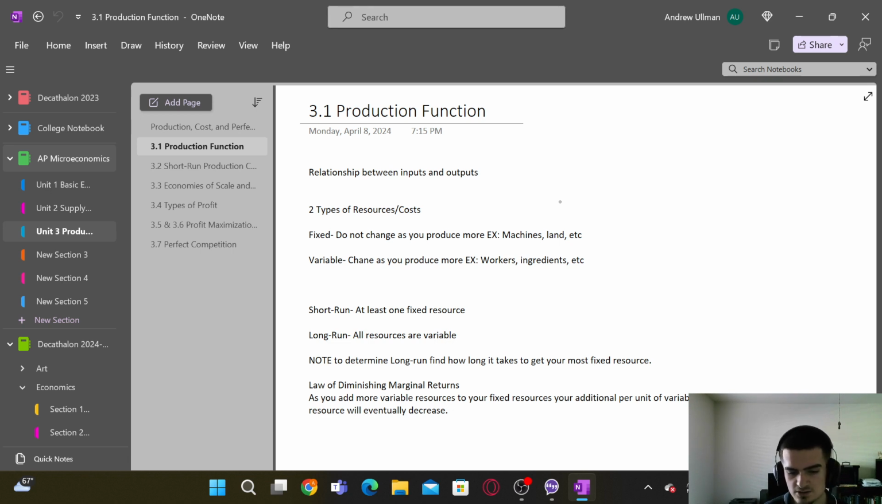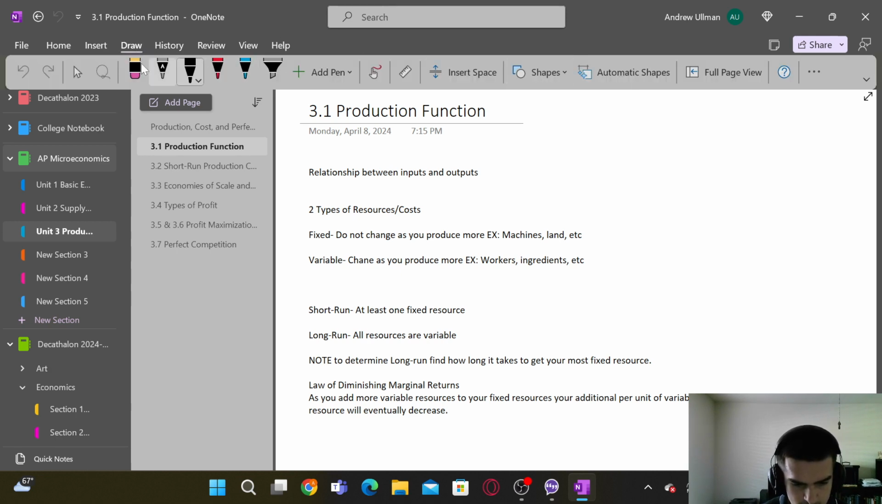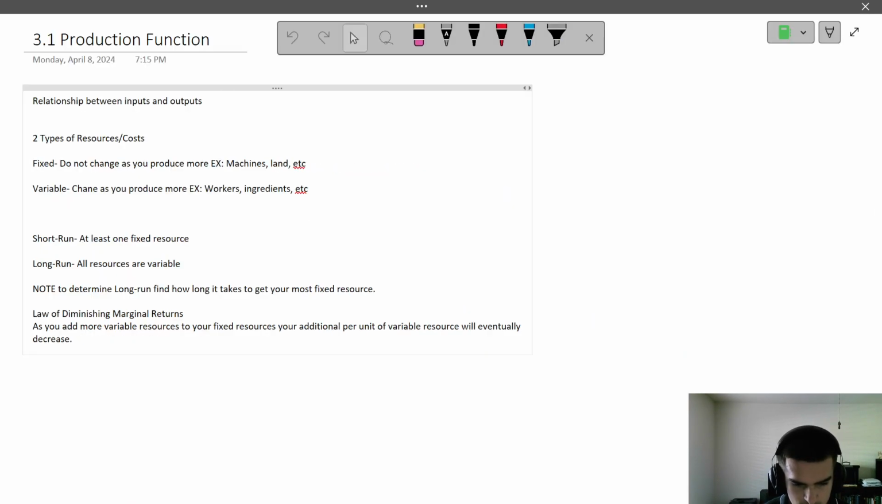But variable resources change as you produce more. So maybe eggs. Yeah, eggs would be an example of this. The more cakes that the baker produces, the more eggs that they need to buy. So it depends on how much they make. So that's variable costs. In the short run, there's at least one fixed resource.